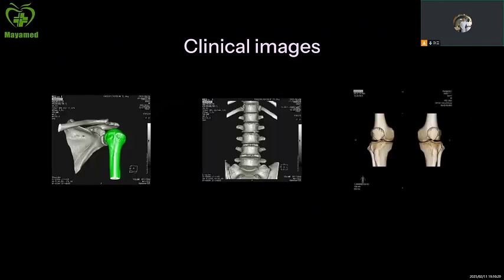And in this page, we show the 3D reconstruction ability of this CT scanner. And we can see our humerus, and we can see our lumbar spine, and we can see the patella, the tibia, the fibula, the femur. The 3D reconstruction is very precise.